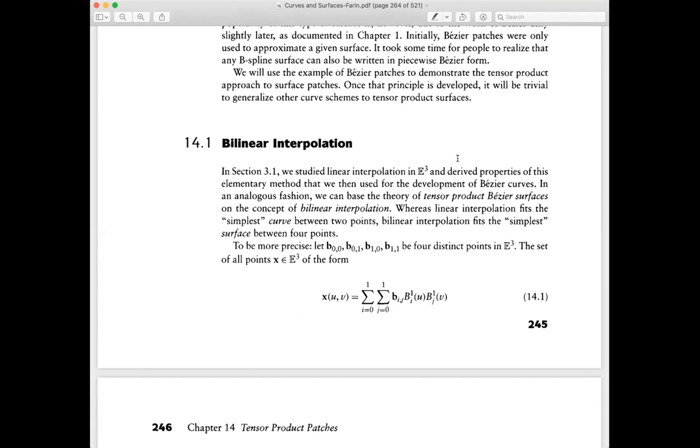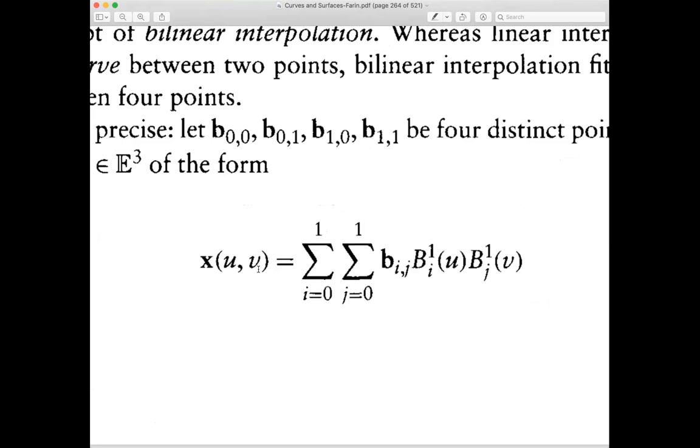I have just said that the theory of tensor product Bezier surface, the simplest one, can be explained in the concept of the bilinear interpolation. What does it mean by bilinear interpolation? In the bilinear interpolation, we are talking about a Bernstein polynomial with degree 1, right?